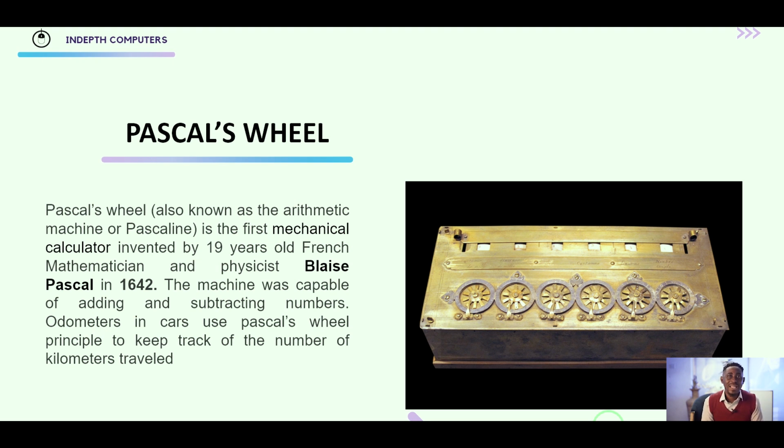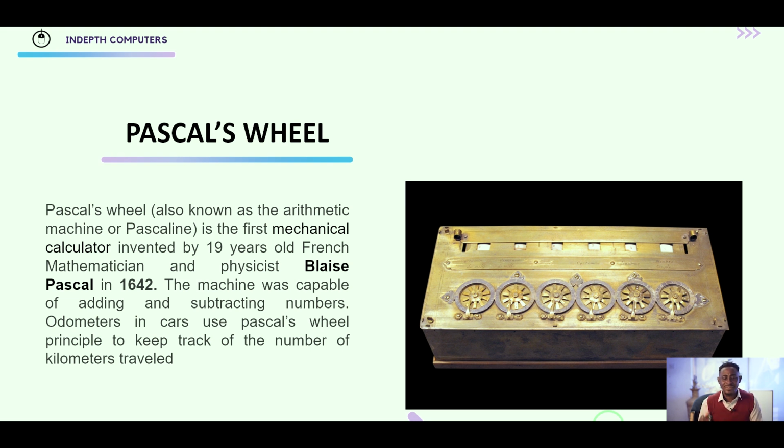Now, Blaise Pascal is a mathematician and is also a physicist. Now, when you say a mathematician or a physicist, it means somebody who studied mathematics in the university or someone who is a professional in mathematics. And this person is also a physicist too, which means that he studied physics in school and is a professional in that sense. Now, this man is actually a son of a tax collector.